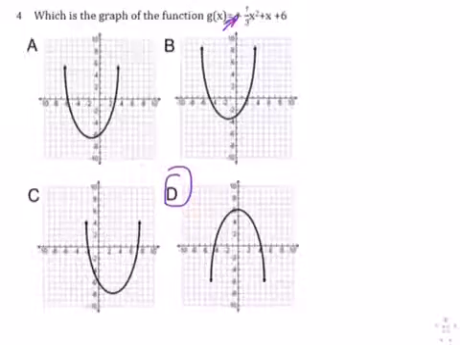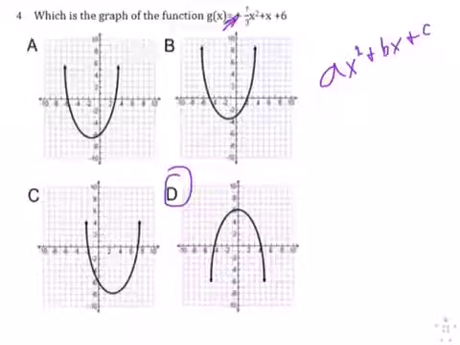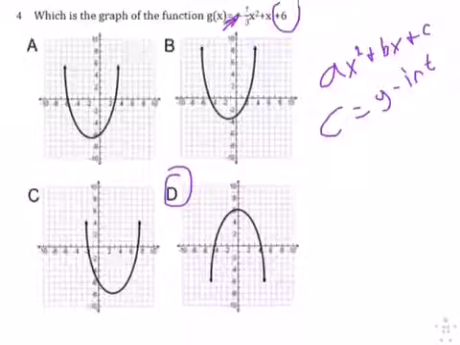The other dead giveaway is the y-intercept. So we know we have ax squared plus bx plus c is a quadratic, and c equals our y-intercept. So in this case, our y-intercept is 6, and this is the only graph where the y-intercept is 6. So those are the first two things you should always check when you're matching the graph of a quadratic.